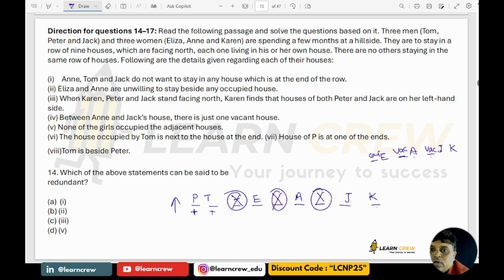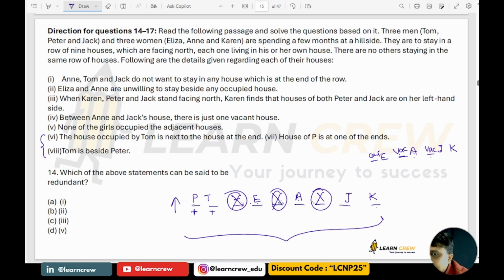Vacant. So Elijah and Annie are unwilling to stay beside any occupied house. So beside Annie there is an unoccupied house, and beside Elijah also there is an unoccupied house. Both unoccupied. Now everything is satisfied. Now this is the arrangement I can make. Tom is beside Peter. From the last 2 things when I started, I have got like this.